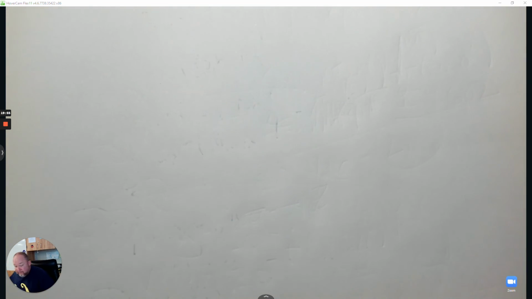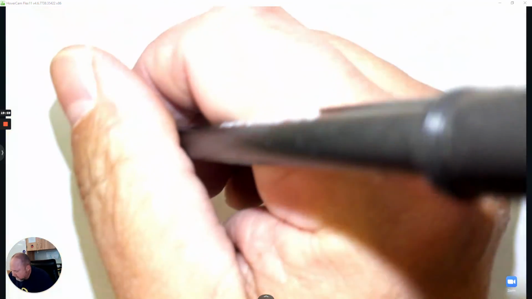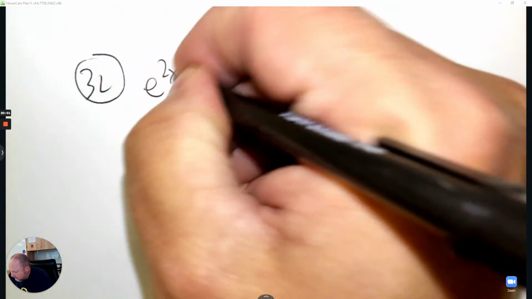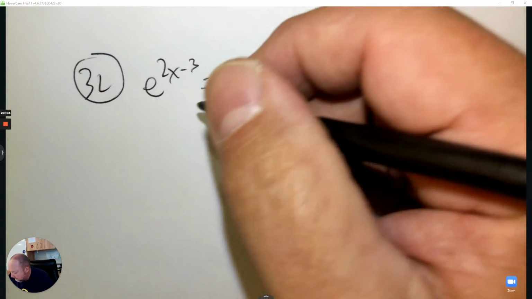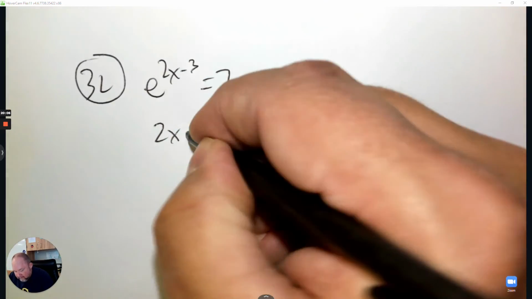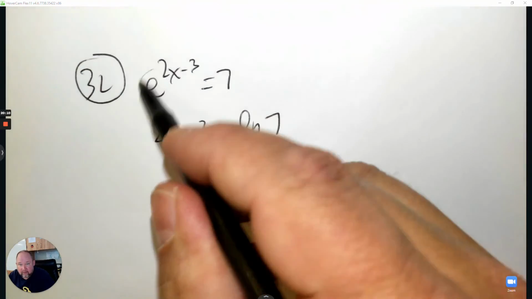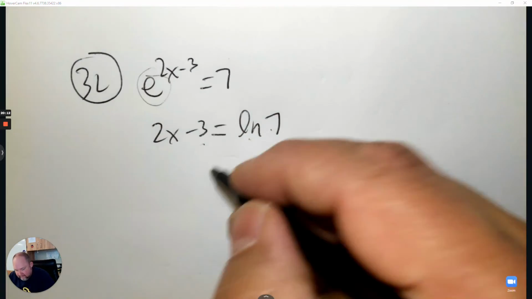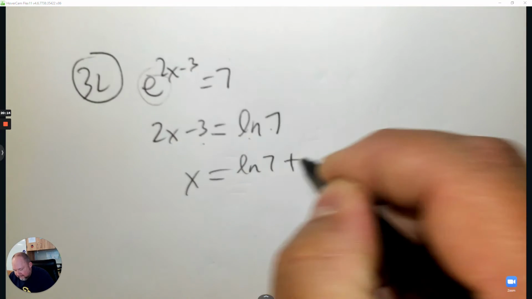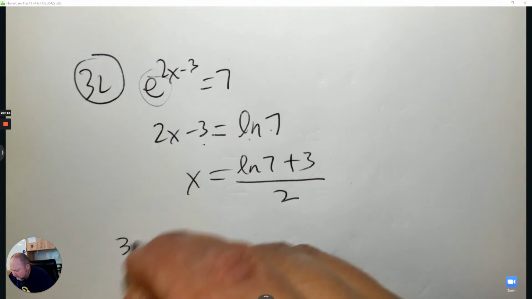Number 32. Press pause and do your best for number 32, then press play. Convert e to the 2x minus 3 equals 7 to logarithmic form. So logarithm is another way to write an exponent. So the exponent, the logarithm base e, and then 7. And then to solve for x, we would add 3 and divide by 2.